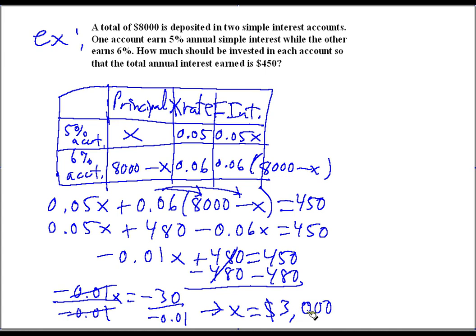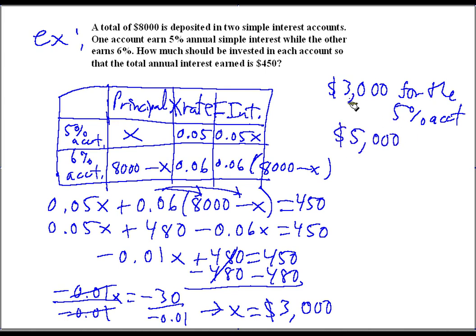So that $3,000 goes into which account? That goes into the 5% account, right? So $3,000 for the 5% account. That's how much we're putting into the 5%. That means we're putting in how much into the 6%? Well, 8,000 minus 3,000, so 5,000. So I'm putting $5,000 into the 6% account. So this is our solution: 3,000 to the 5%, 5,000 to the 6% to make $450 in annual interest.